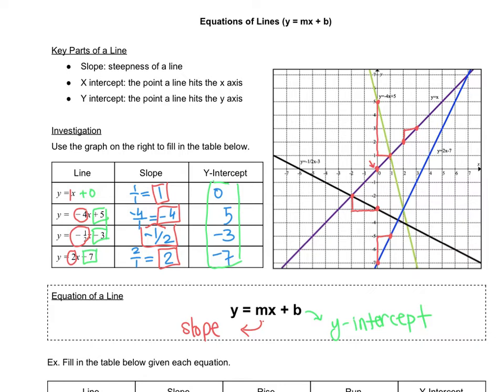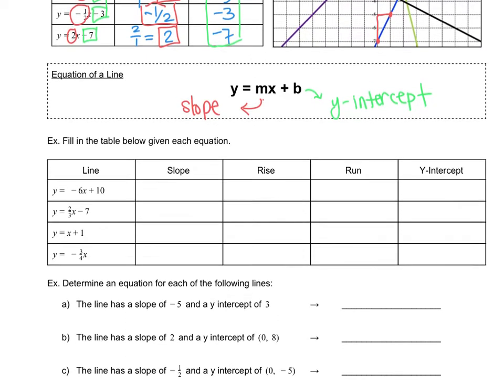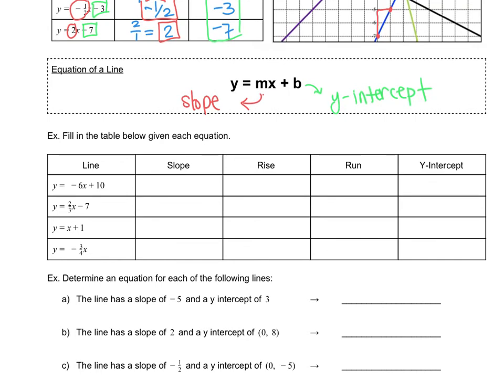So let's take this and fill in this table with this new information that we just learned. Our first line, y equals negative 6x plus 10. The slope is the number in front of the x, which is negative 6. Because I need to write down my rise and my run, I know slope is rise over run. So if my slope isn't a fraction, I can just put it over 1. The top number is the rise, the bottom number is the run. And for my y-intercept, this one is just the constant that is left over, so the 10.